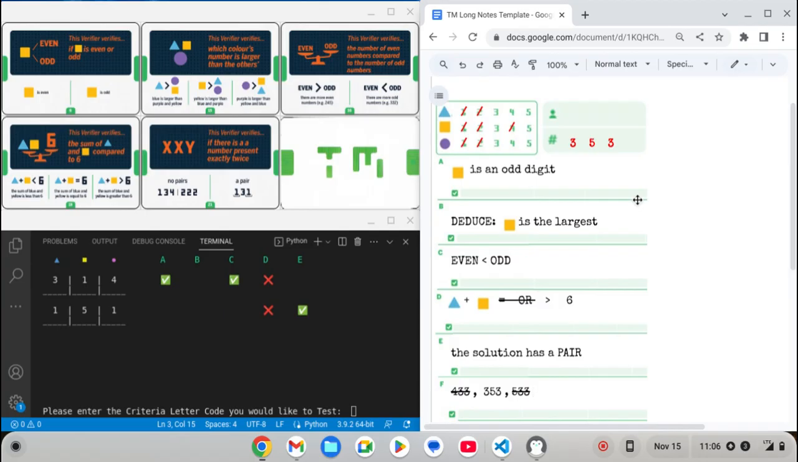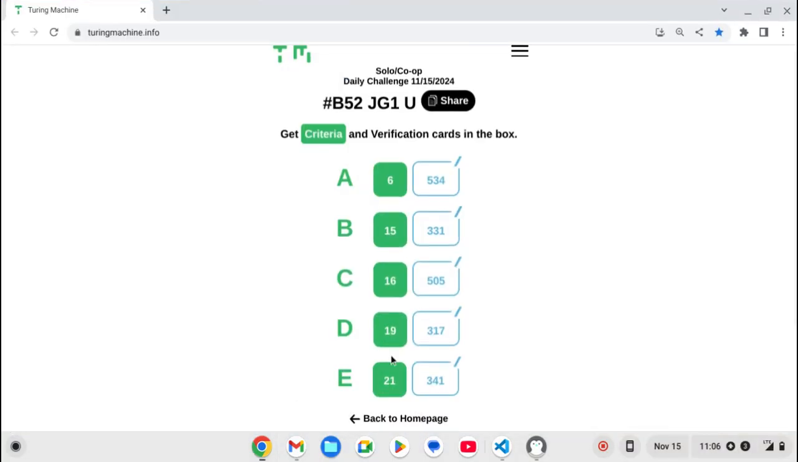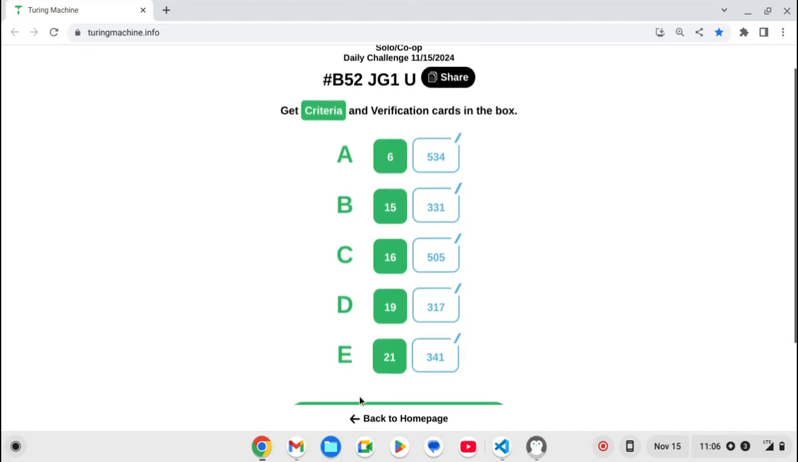So again, the largest has to be not paired up. And it could have been even, but let's see. Yeah, so 4 could have been the biggest, but again, how do you distinguish it between triangle 4 and 5? Okay, well, let's go see how we did. I think that's our solution. Hopefully I didn't make a mistake.